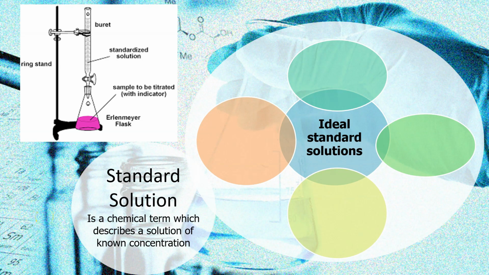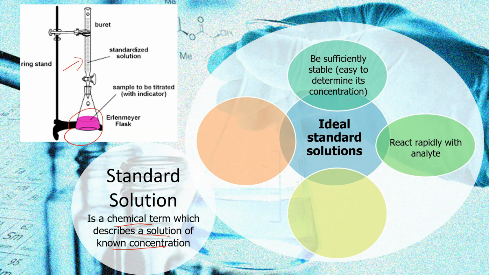What is a standard solution? A standard solution is a chemical term that describes a solution of known concentration. From the previous slide, I already explained the standard solution that will occupy the burette. This standard solution will be used to determine the concentration of the unknown solution here. The ideal standard solution: the first is to be sufficiently stable, easy to determine its concentration. The second is to react rapidly with the analyte.